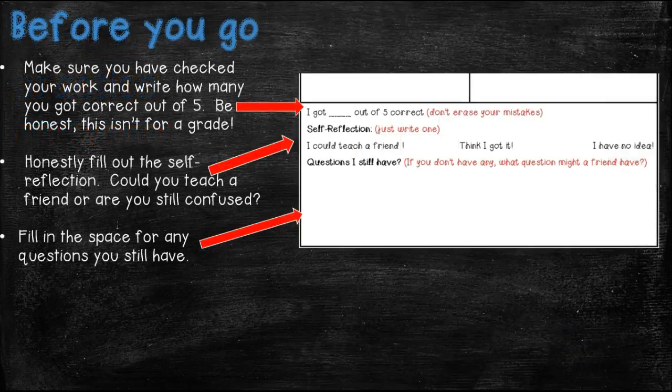Okay, before you go, make sure you checked your work and you wrote how many you got correct out of 5. Remember, be honest, this is not for grade. It's just to help us understand exactly what we need to help you with a little bit later in class. Honestly, fill out that self-reflection. Could you teach a friend, or are you still confused? And fill in the space for any questions you might still have.